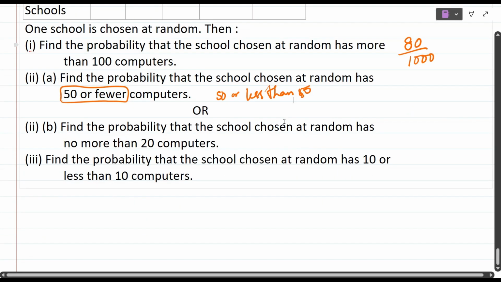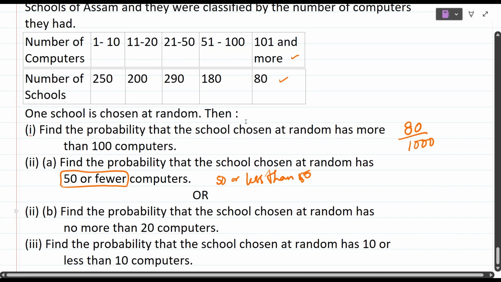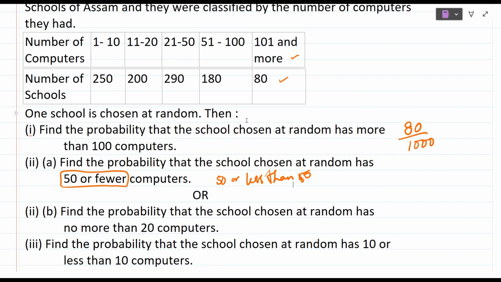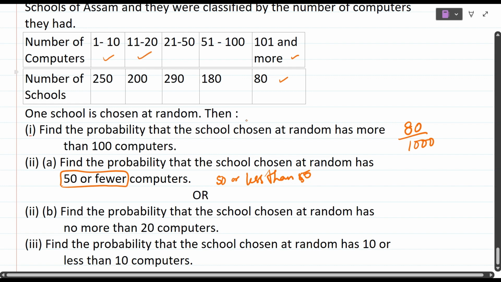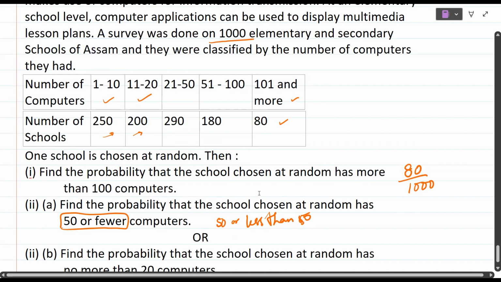Next, find the probability that the school chosen at random has not more than 20 computers. Which schools have not more than 20 computers? No more than 20 computers means 1 to 10 and 11 to 20. Clear? This is 250 and 200. Next, find the probability that the school chosen at random has 10 or less than 10 computers. 10 and less means only 1 to 10, that is 250.